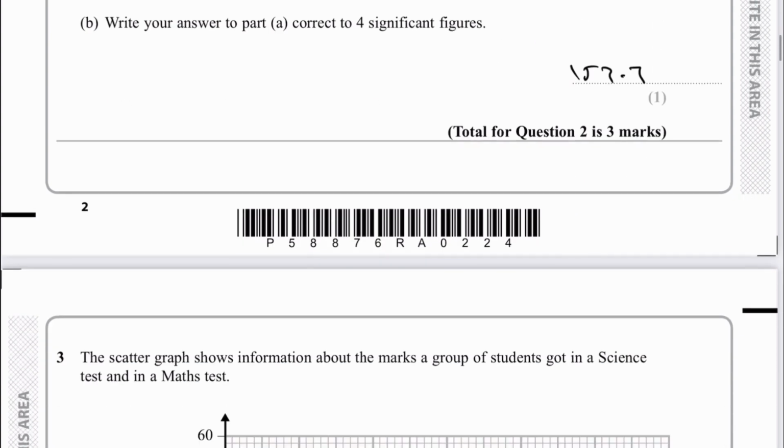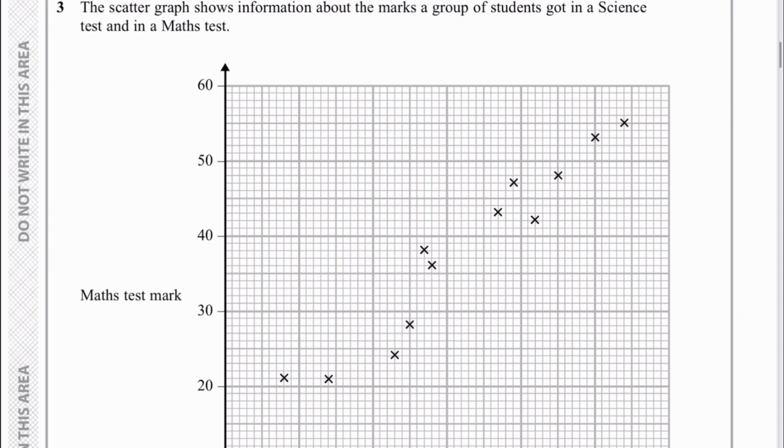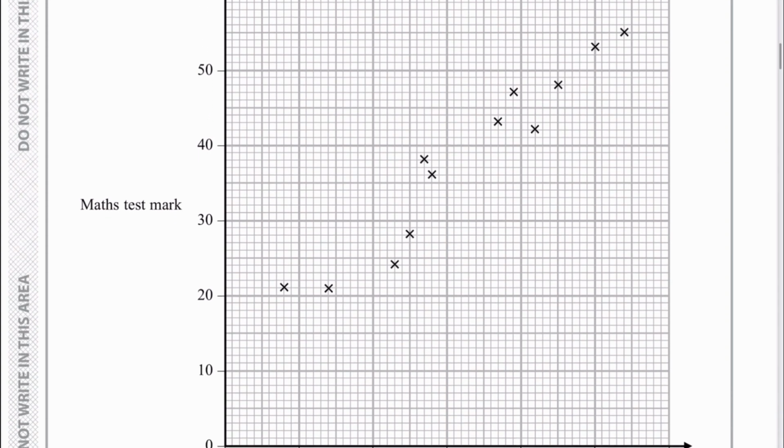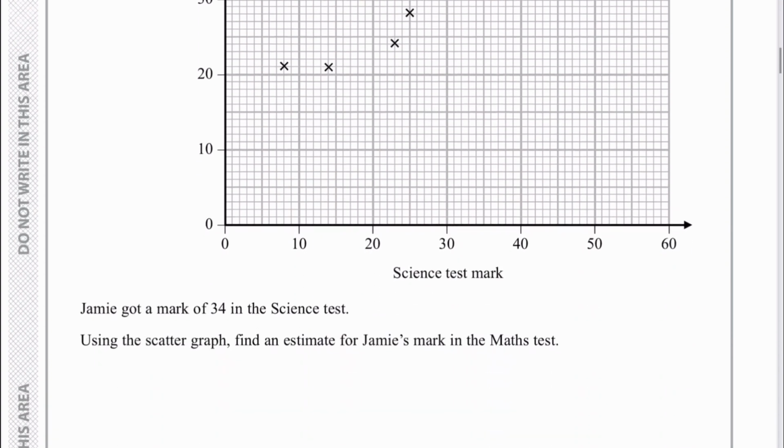Okay, let's move on then to question number 3. A scatter graph shows information about a group of students who got a science test and a maths test. There's an awful lot of space on the diagram to do this, because we've only got one question which is worth 2 marks, and it says right at the very bottom here, Jamie got a mark of 34 in the science test. Using the scatter graph, find an estimate for Jamie's mark in the maths test.